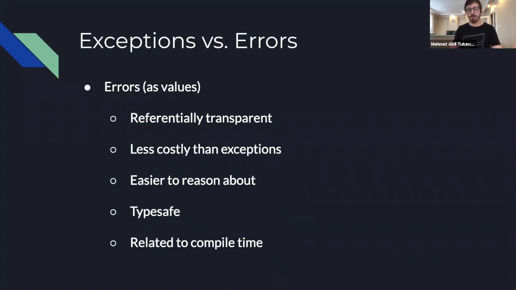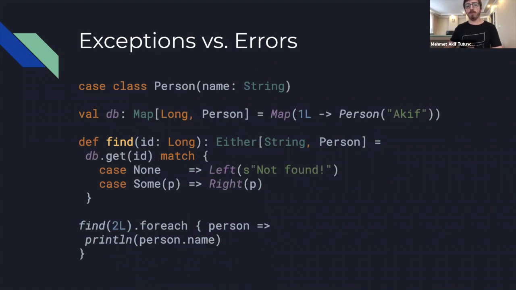Things would be easier to reason about in the code because to be able to use the error as a value, we would have to code it. So when we look at the code, we would see that things would return an error or a value that we wanted. So things are type safe and checked at compile time, compared to how it is at runtime when we use exceptions. So I'm going to show the same code, but without the exceptions.